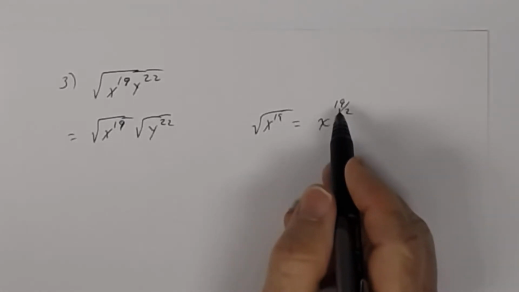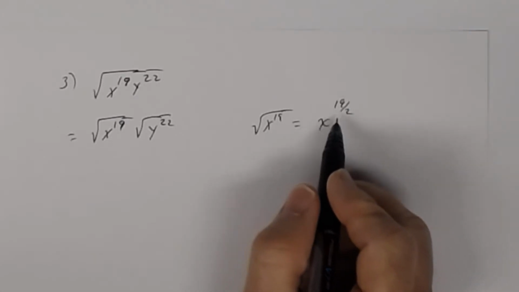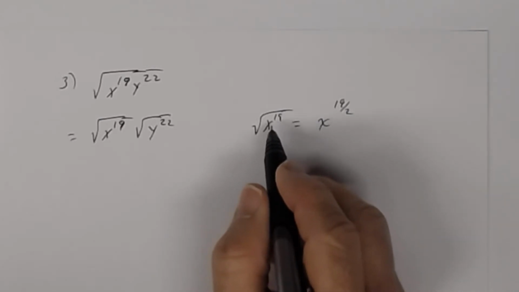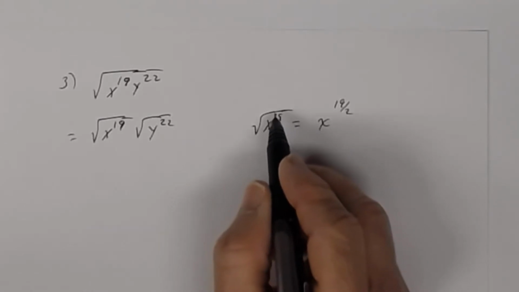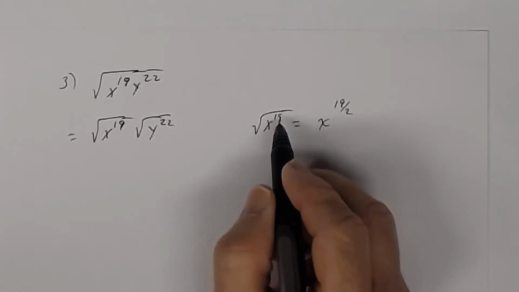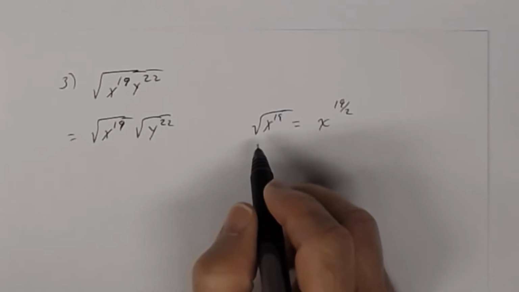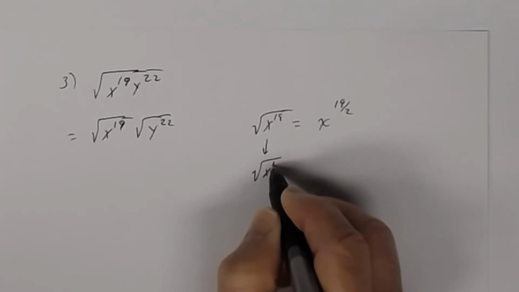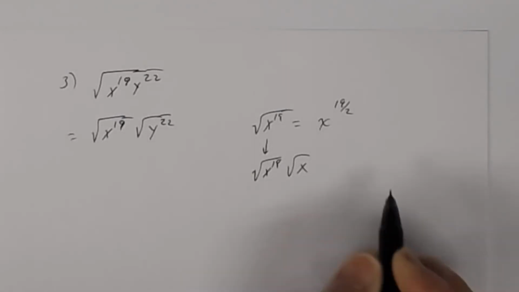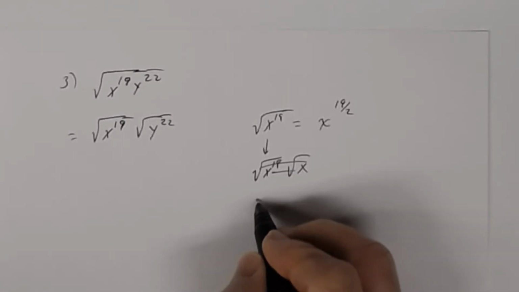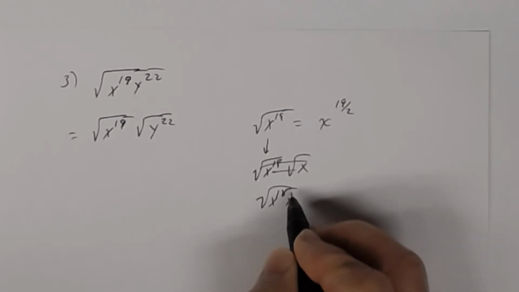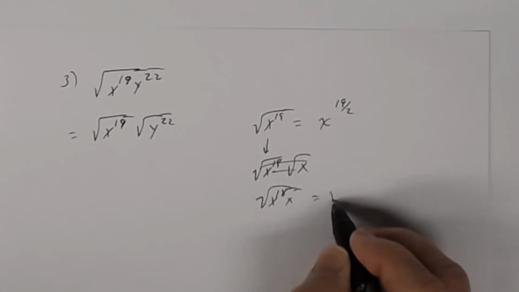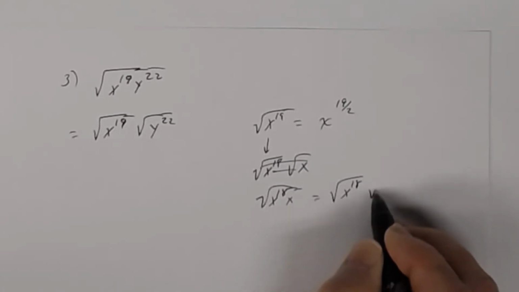But 19 is not divisible by 2, so 19 divided by 2 is not an integer. So I've got to think about this a different way. What is the largest integer less than 19 that's divisible by 2? The answer is 18, right? 18 is divisible by 2. So I'm going to rewrite this as the square root of x to the 18th times x. Multiply like bases, you add exponents. 18 plus 1 is 19. And I'm going to rewrite this as the square root of x to the 18th times the square root of x.